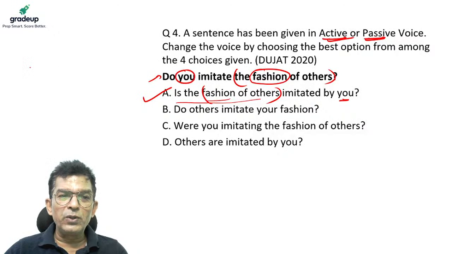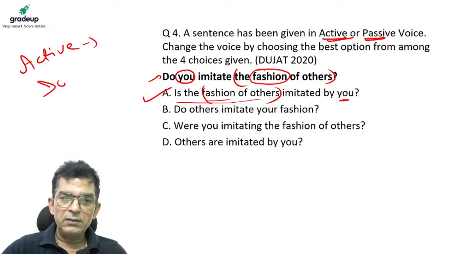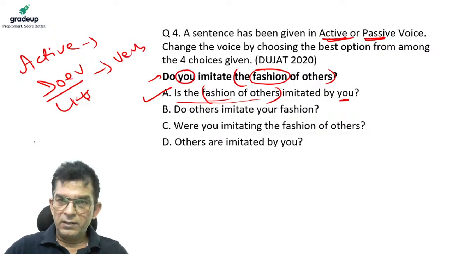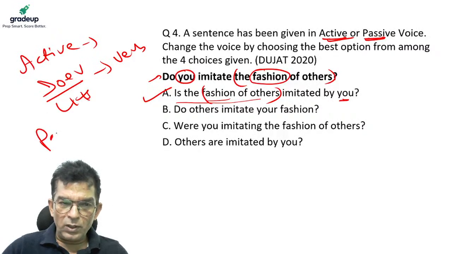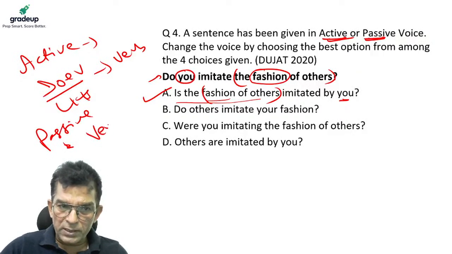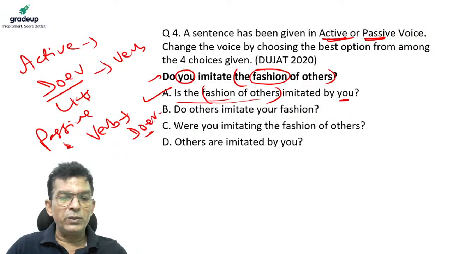What do we do in active and passive? In active voice, the doer is to the left hand side of the verb. In the passive voice, the doer is taken to the right hand side of the verb. That is all we do.